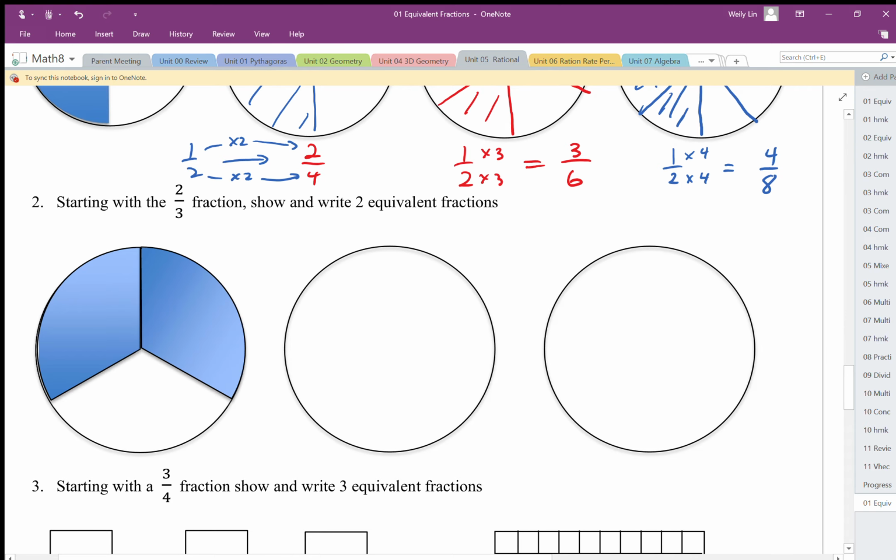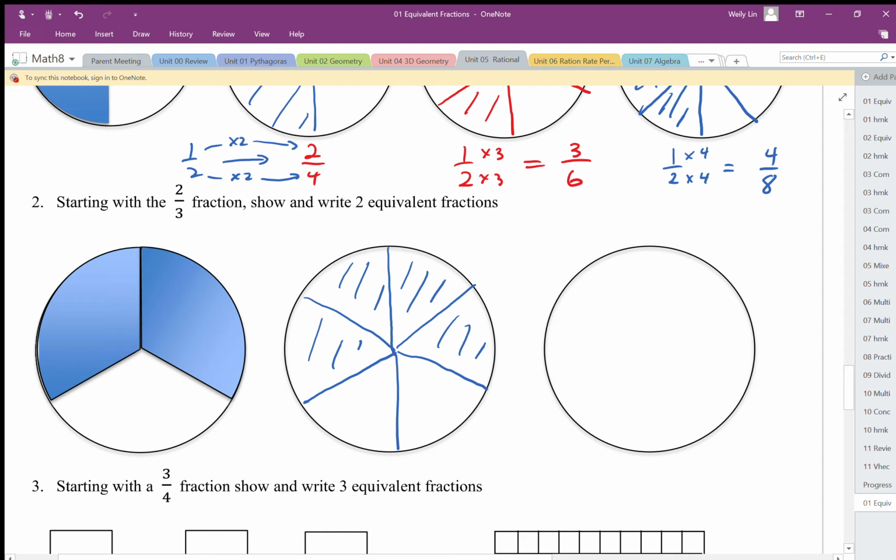A 2/3 fraction, we can write an equivalent fraction. I can take my 2/3, 2 pieces that are shaded, and just chop them into 2 like that. So I end up with, instead of 2 parts, I end up with 4 parts. And so I start with 2 parts to 3 parts whole. I'm going to do groups of 2 for the shaded parts and groups of 2 for the whole parts. Okay, so the two parts shaded become now 4 parts to 6 parts.